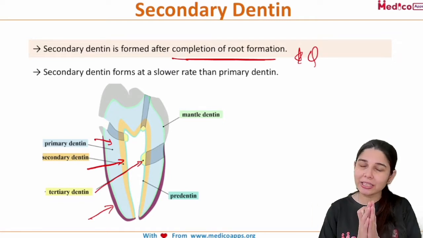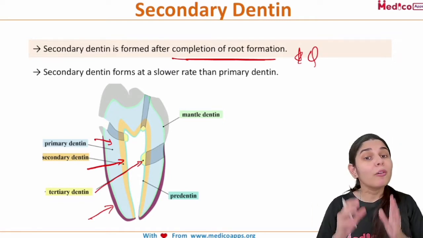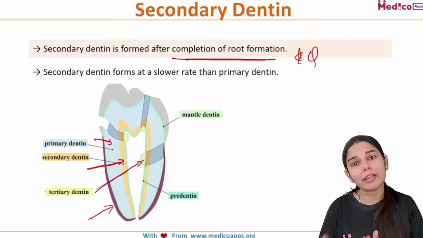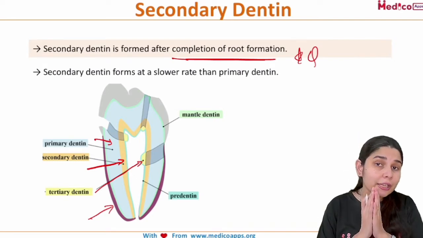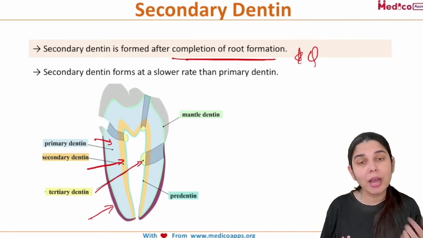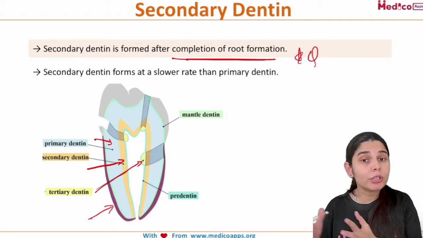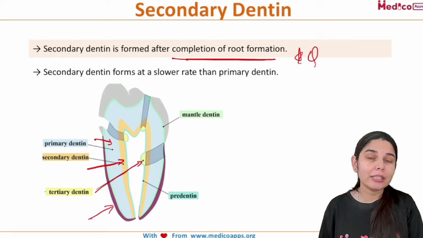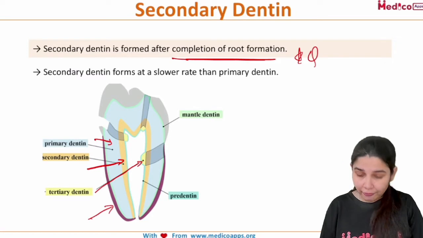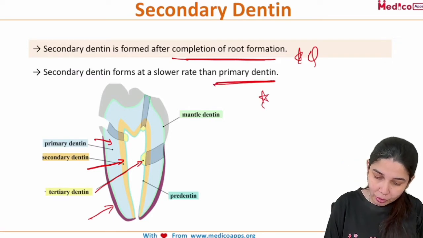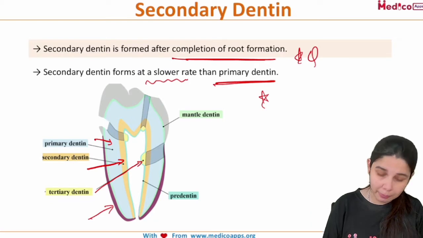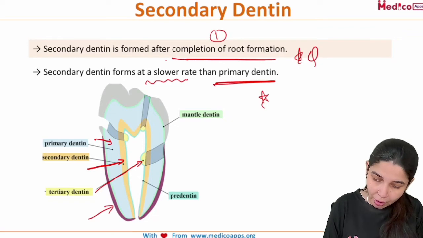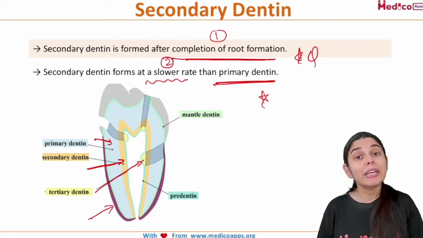But coming back to our secondary dentin and sticking to that topic, what is the importance here? The important points to discuss on secondary dentin and to answer those are, firstly, as I have told you, it is formed after the root completion, that is after the tooth eruption. The second point about the secondary dentin is that it forms at a slower rate when compared to the primary dentin. This is the second key point. The first key point was after the completion of the root formation.